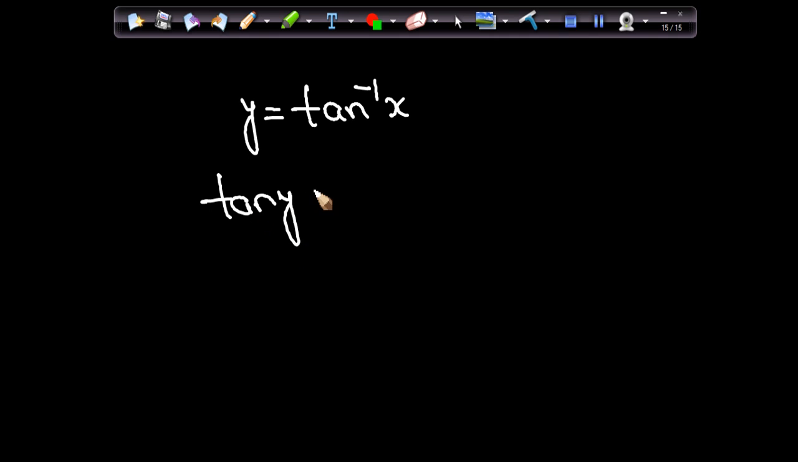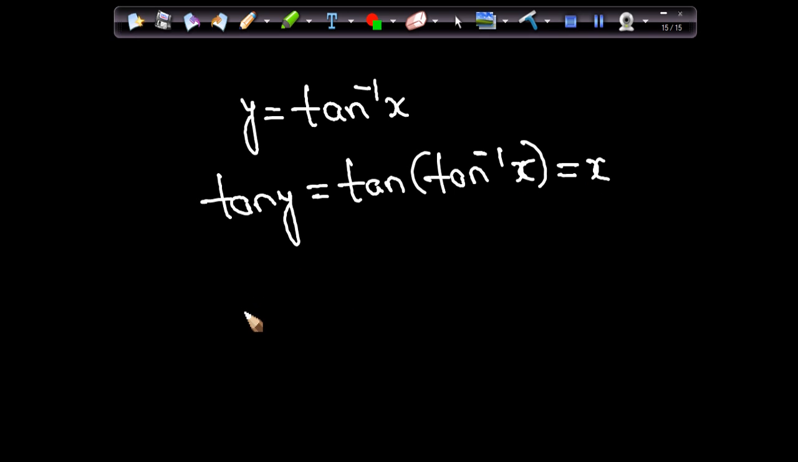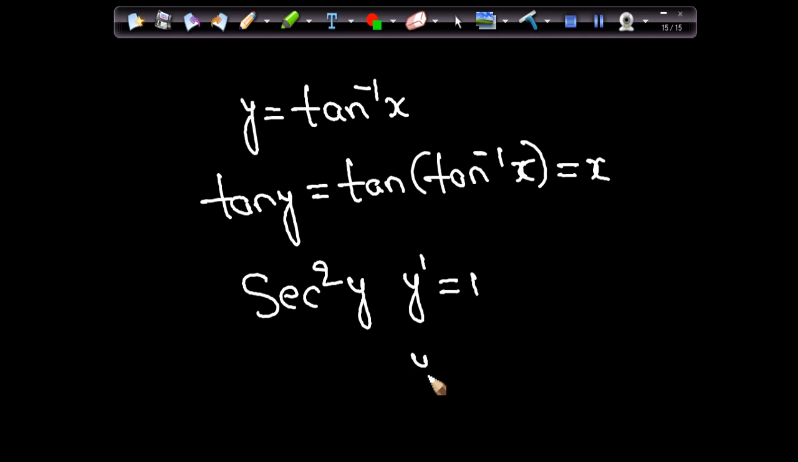Take any function. Let me take, for example, y is equal to tan inverse of x. Apply tan on both sides. So tan y is tan of tan inverse of x, which is x. Now differentiating on both sides, the derivative of tan y is secant square y times dy by dx, and the derivative of x is 1. Therefore y dash is 1 by secant square y.